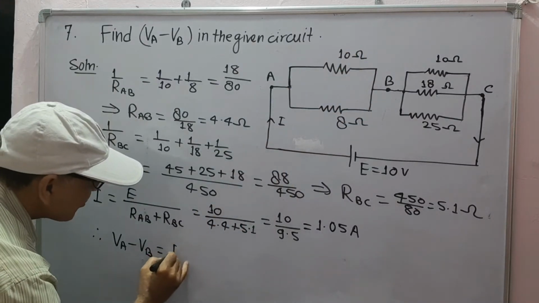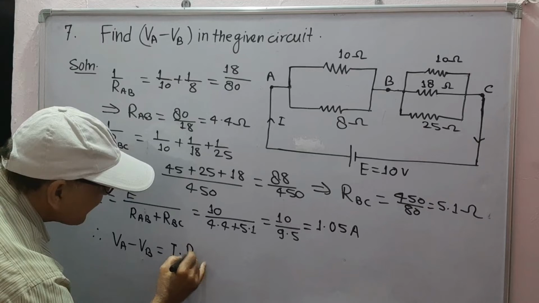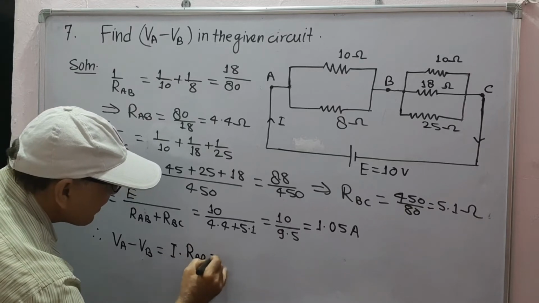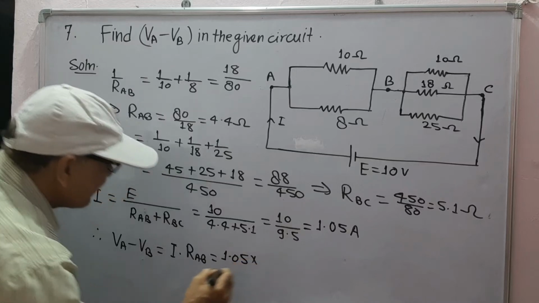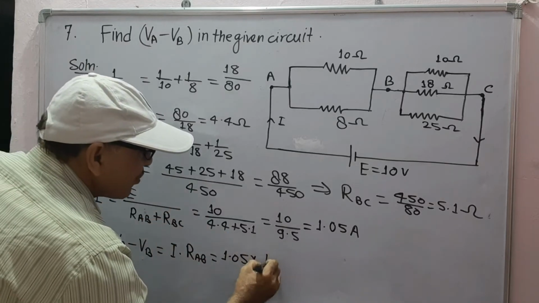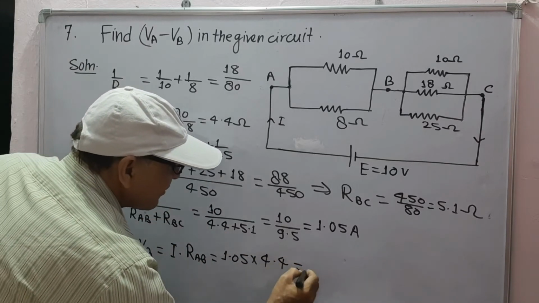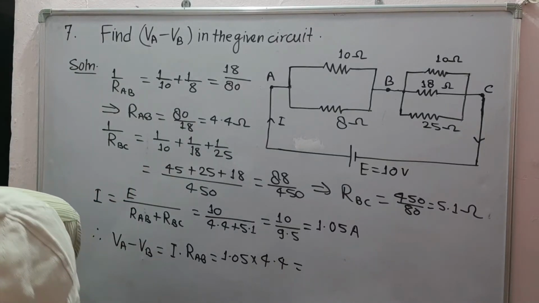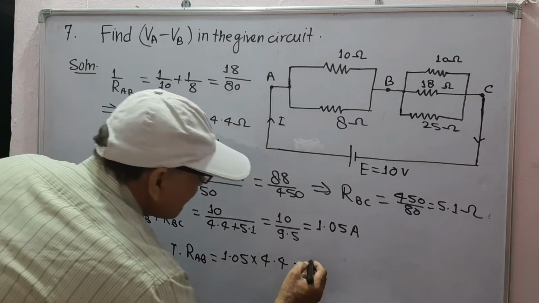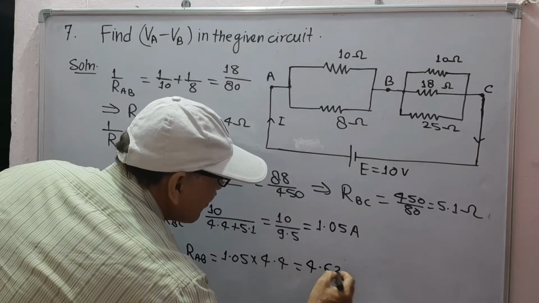Therefore, V_A minus V_B will be equal to I into this resistance. So I into R between A and B. I is 1.05 and R_AB is 4.4. So it gives 4.62 volts.